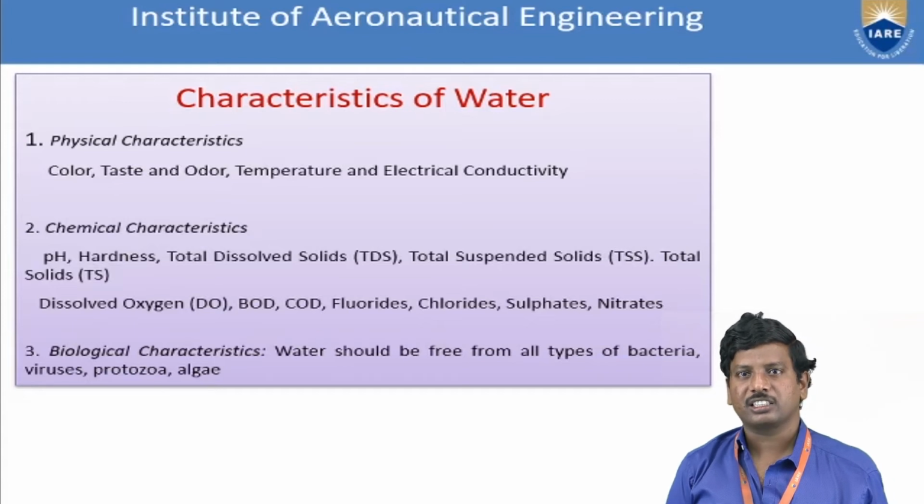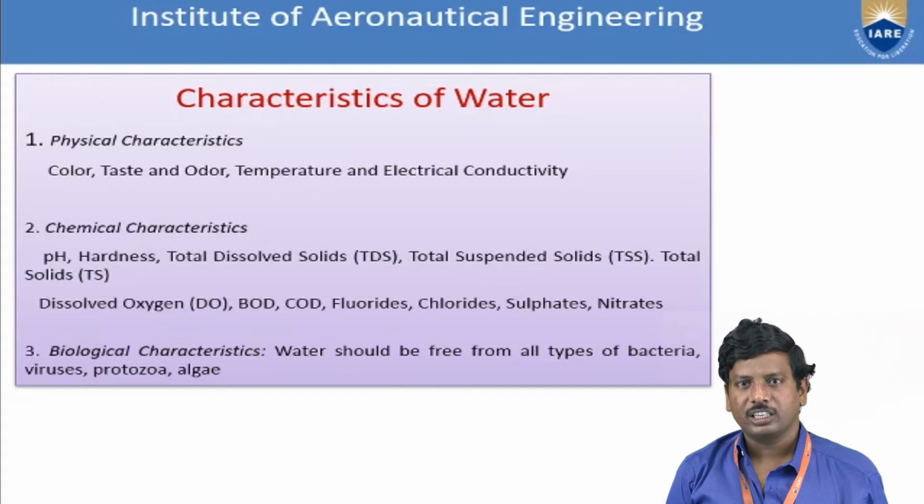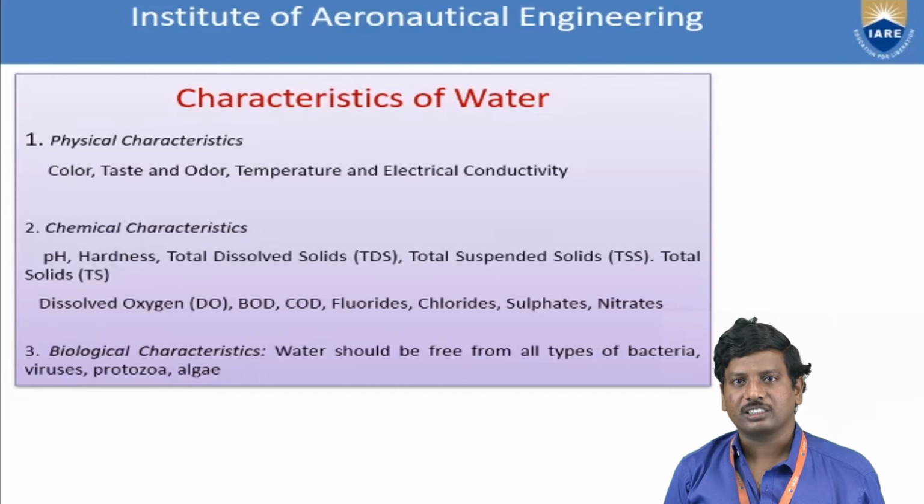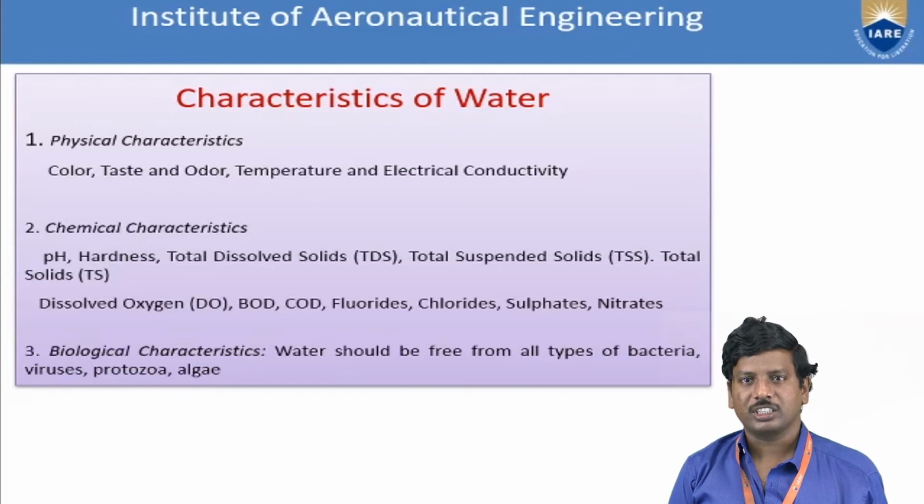Next one is the characteristics of water. These are mainly classified into three types: physical characteristics, chemical characteristics, and biological characteristics. First one is physical characteristics, which means the nature of smell and taste, temperature, and electricity. Chemical characteristics means the parameters present in the water, that means pH, hardness, total dissolved solids, total suspended solids, and total solids. Dissolved oxygen, biochemical oxygen demand, chemical oxygen demand, fluorides, chlorides, sulfates, nitrates. All of this comes under the chemical characteristics of water.